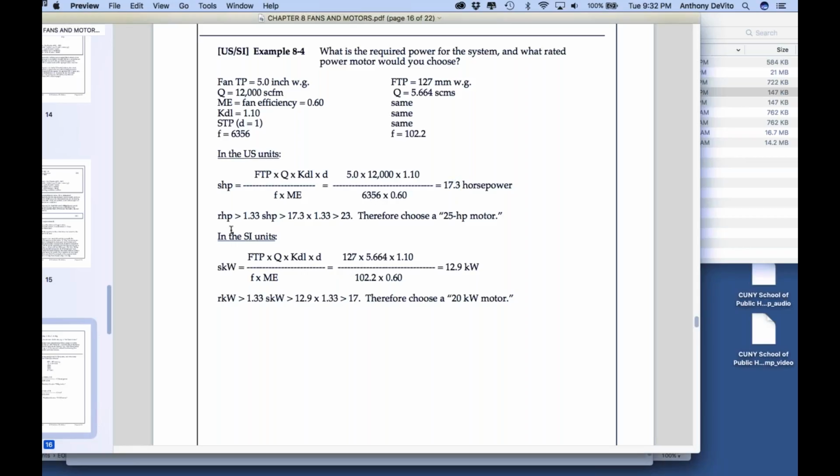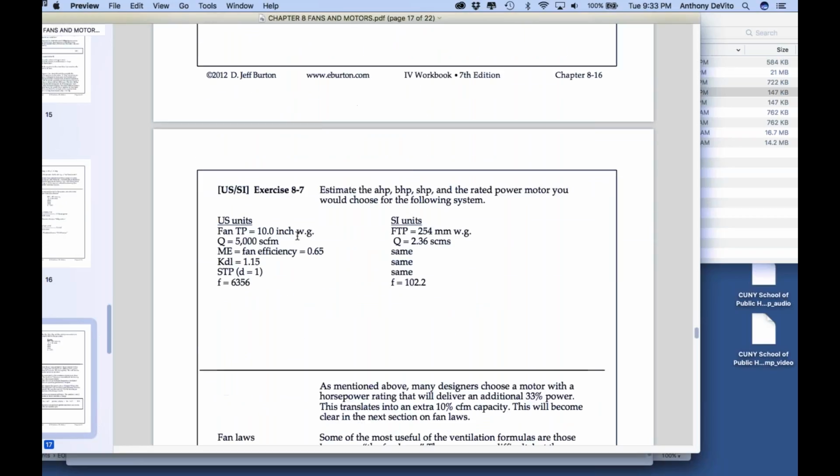Now, what about the rated horsepower? Well, we want to oversize the motor by 33%. So we take the shaft horsepower, 17.3, multiply it by 1.33 to get 23 horsepower for our rated horsepower. So we're going to pick a standard motor that's 25 horsepower. Okay, so we got our fan, we got our motor.